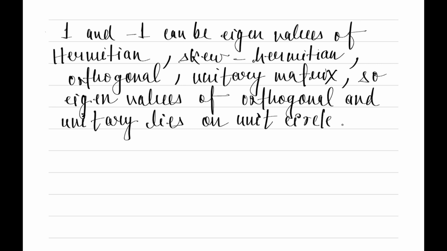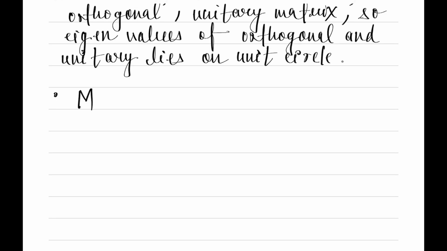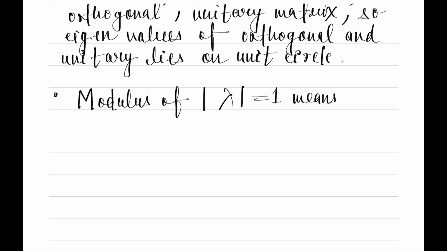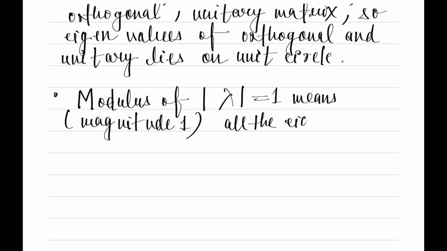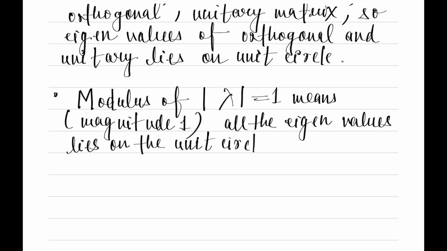One more conclusion we can draw. Modulus of lambda is equal to 1 means magnitude 1, so all the eigenvalues lie on the unit circle.